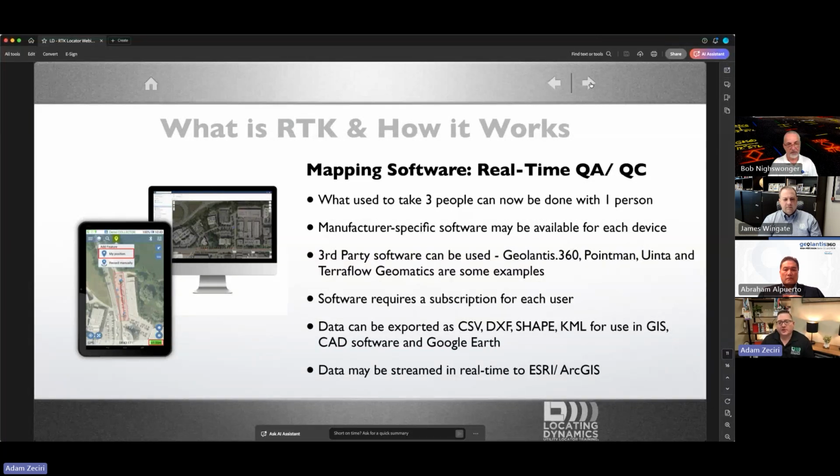Software is also going to require a subscription for each user. However, once that data has been collected, you can take that and export it in a variety of different file types to use in any mapping software: AutoCAD, Esri, ArcGIS, what have you. CSV files, DXF, Shape, KML are some of those file types. And again, you can also streamline this information directly into Esri or ArcGIS, and they tend to make it very easily.